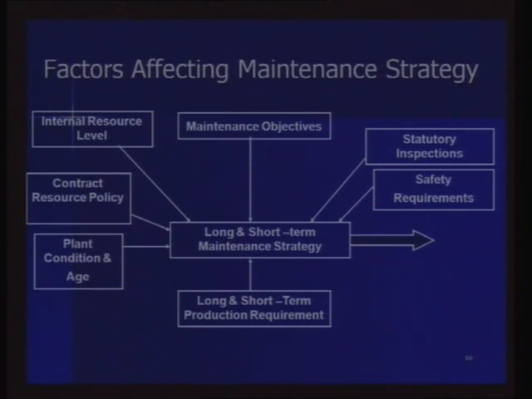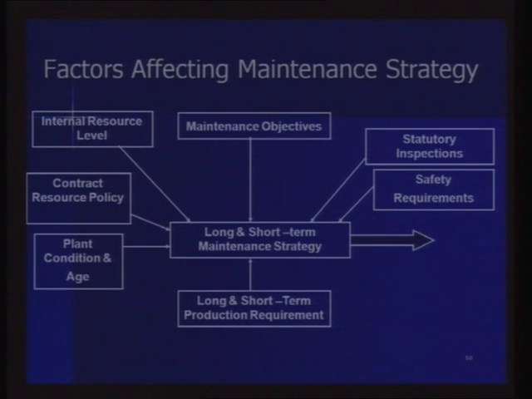statutory inspections, safety requirements, contract resource policy, because many organizations are now going for the AMC, annual maintenance contract. So if we go for the annual maintenance contract, in that case what will be the contract resource policy, that has to be decided. Plant condition and age, because maintenance requirement will vary with the age of the equipment and other operating conditions of the equipment.